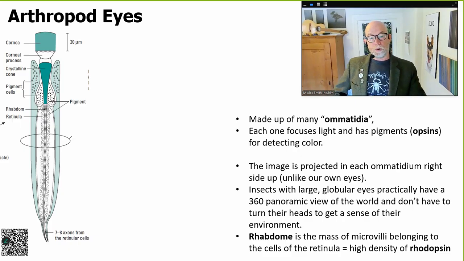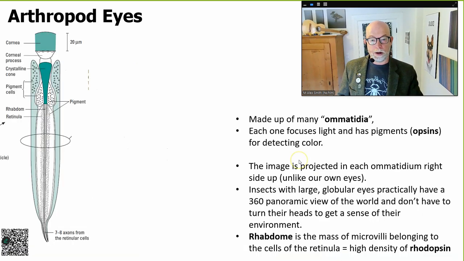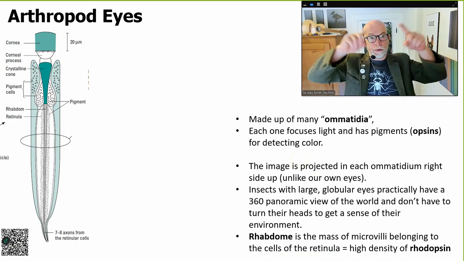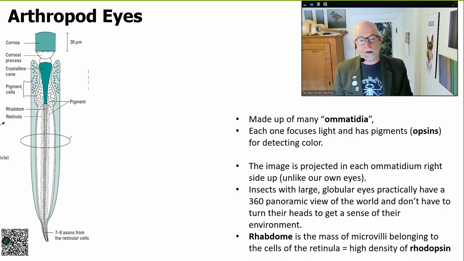And so insects with large globular eyes, like this fly here on the bottom right, have essentially a 360-degree panoramic view of the world. So they don't have to turn their head to get a sense of their environment.